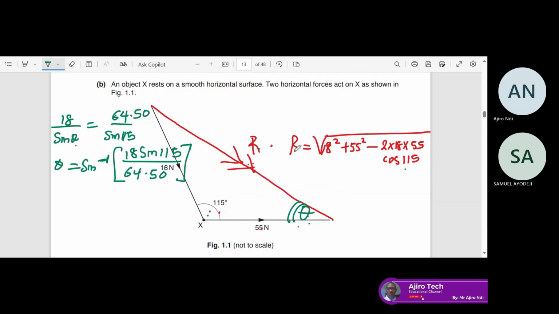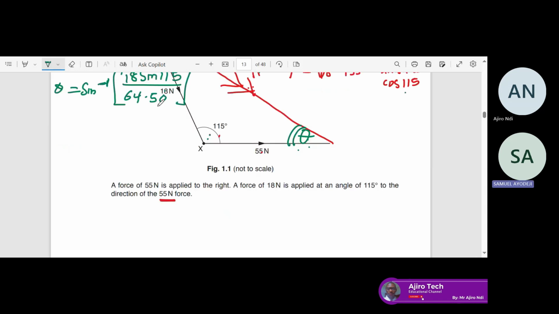Sir, I have a question. I forgot how to use the sine rule. First of all, when you're using the sine rule, the sine of the angle is always in the denominator. No, just have this one.